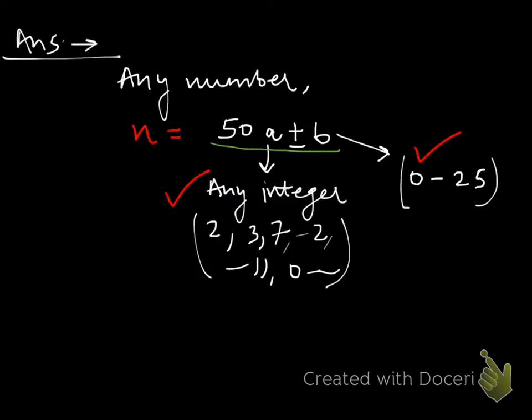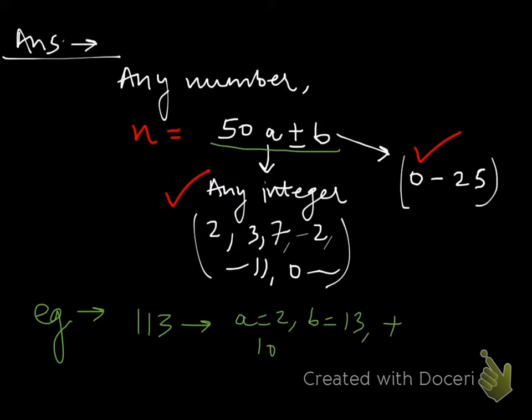Okay, this is any number. When I say any number, for example, let's say you want to make 113 using this notation. I'll use a as 2, and b as 13, and I'll use the positive sign in between. So 100 times 2, that is 200, plus 13 is 113. Okay, so we managed to make 113.